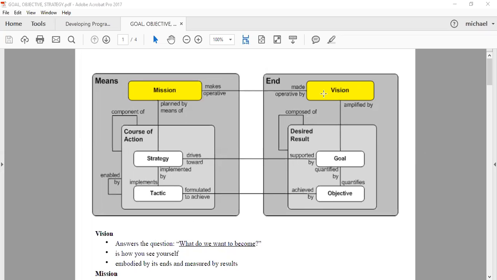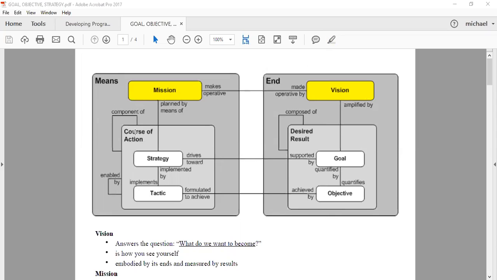So there are two big concepts. One is vision and mission. When we're dealing with the vision, we're dealing with the end result, or the desired result. Remember we talked about Dr. King, and that the end result for Dr. King was a world where people would not be judged by the color of their skin, but by the content of their character. So that becomes the end. The ends are the vision, the goal, and the objective. It's the desired results.